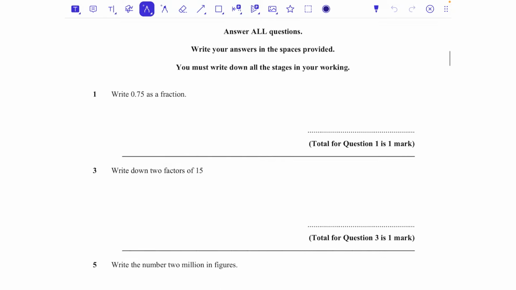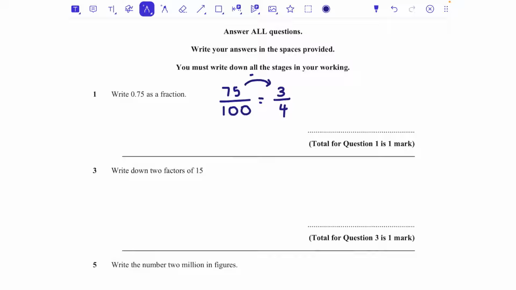So question number 1 is to write 0.75 as a fraction, and I find the easiest way to think about this is to say, well, it's 75, but it's been moved 2 place value columns to the right, so 75 divided by 100. And you can simplify that. You might just know that 0.75 is 3/4, so either of those answers would be absolutely fine.